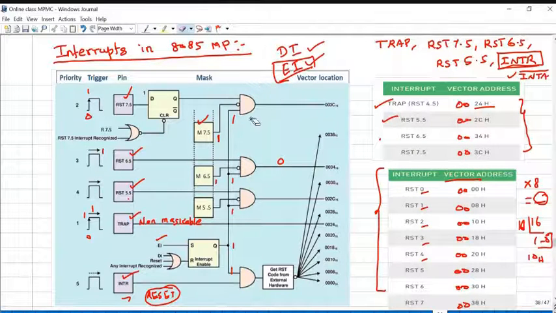So please remember: disable interrupt disables all the external interrupts except TRAP. TRAP is non-maskable. Enable interrupt enables all the interrupts, but the programmer can mask a particular interrupt individually with the help of this mask bit. The interrupt enable flip-flop controls all the interrupts except TRAP. By setting this interrupt enable flip-flop, all the interrupts will be activated. By resetting it, all the interrupts will be disabled.